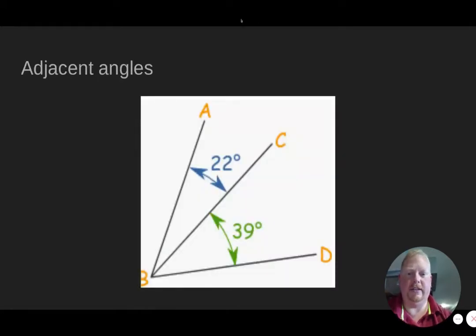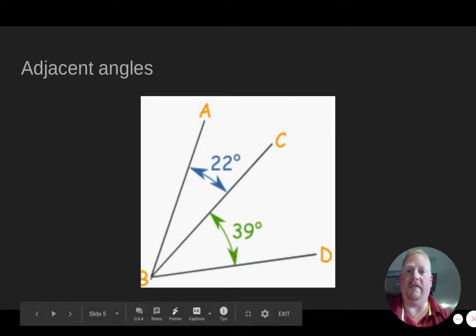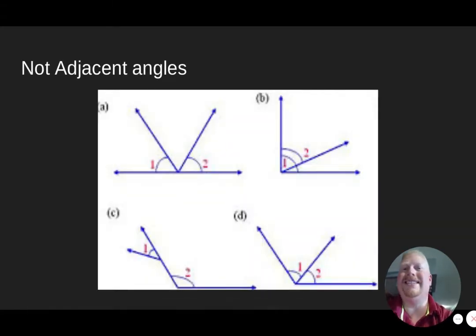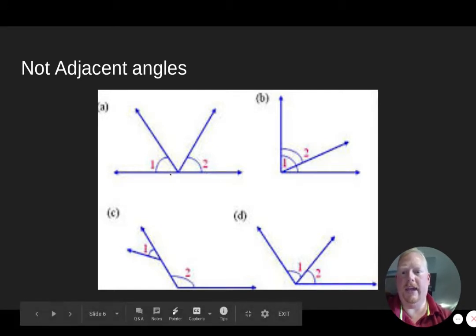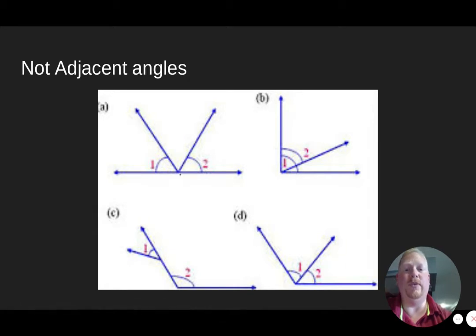Here I've got two angles. They both have the same vertex. They both have point B as the vertex, and they share ray BC as a common side. So these two angles are indeed adjacent, just right next to each other. Let's take a look at what is not adjacent angles. In example A, angles 1 and 2 have a common vertex. However, they do not share a common side. So these two are not adjacent angles.